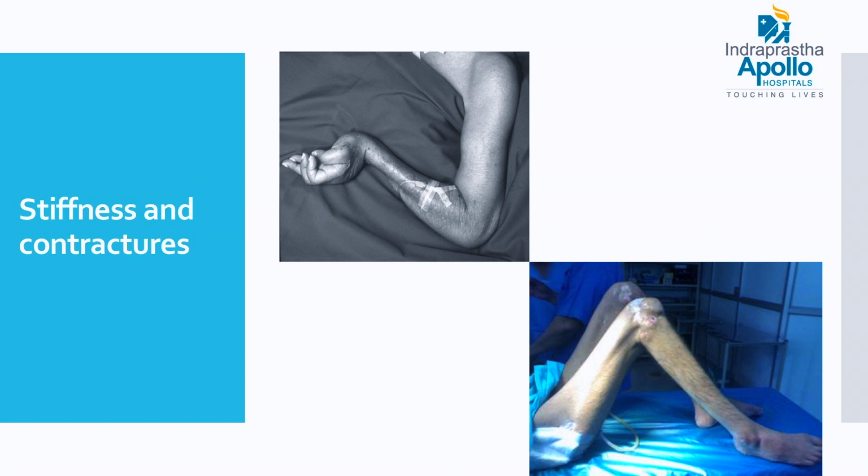Like you see in this arm, there is a permanent contracture at the elbow and the wrist joint. Here there's a contracture of the knee and the hip joint. And when it reaches the stage of contracture, even physical therapy will not help. So we don't want it to reach this stage. At this stage, only surgical release would help.